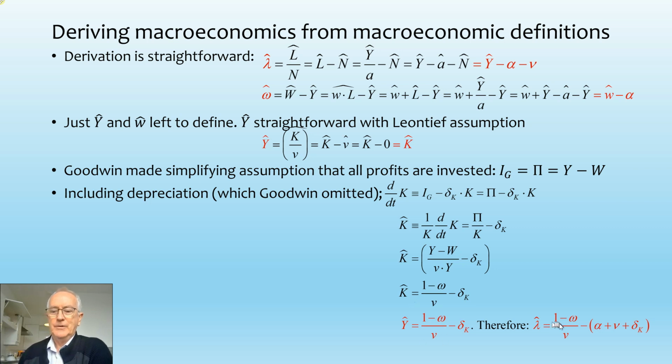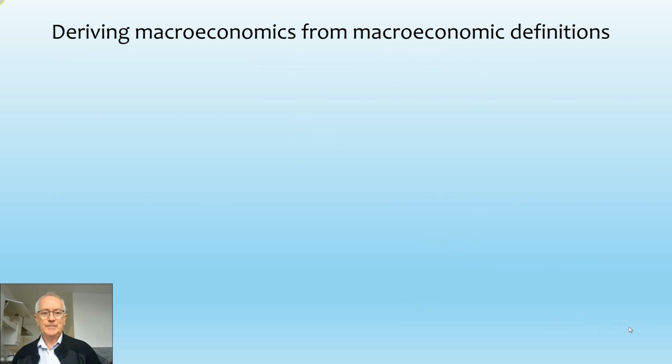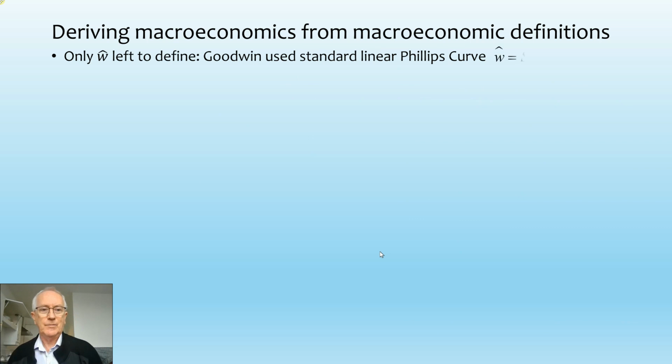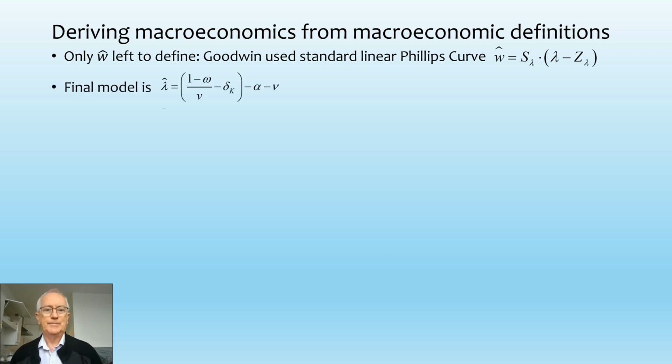So I've now got a full expression for the rate of change of the employment rate, and that's the percentage rate of change of employment: 1 minus the wages share divided by the capital output ratio, minus the sum of the rate of growth of technical progress, let's say, plus population growth plus depreciation. Now that just leaves the wage rate to define, and I've already done that in the previous model. I've said the wage rate is determined by a linear Phillips curve. So the final model is there.